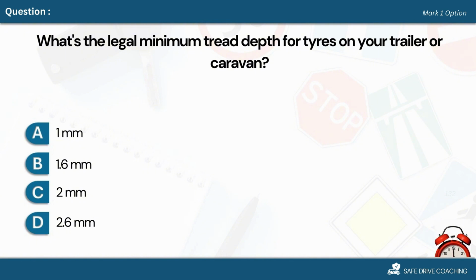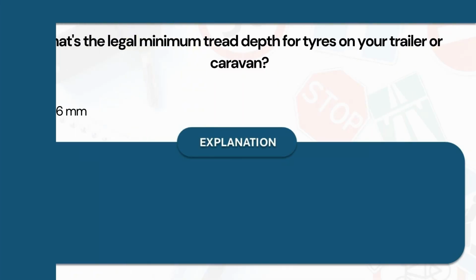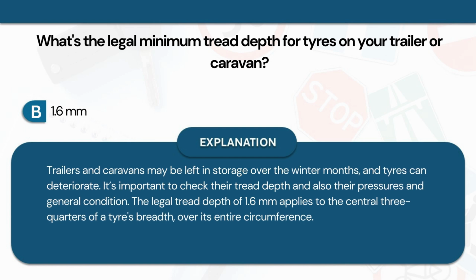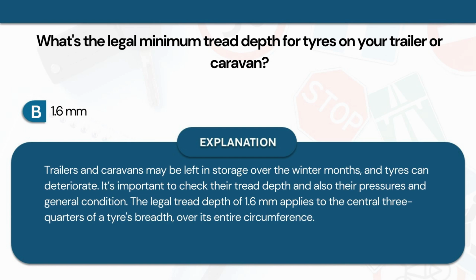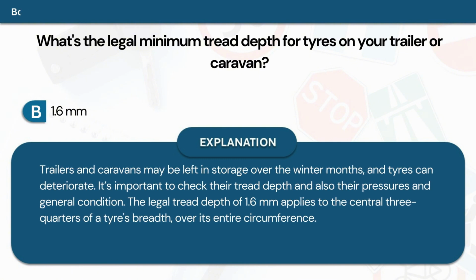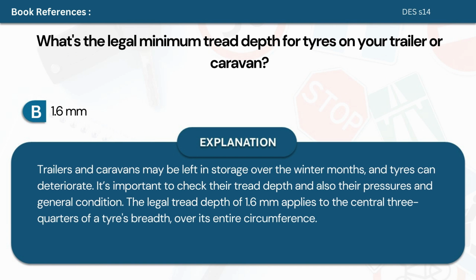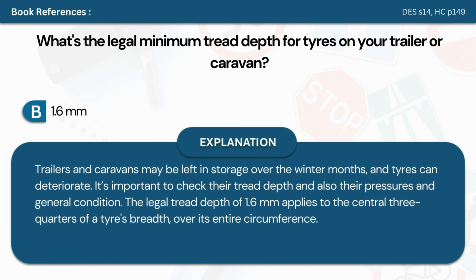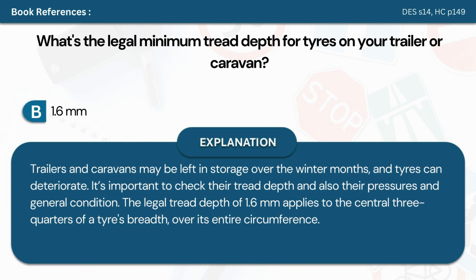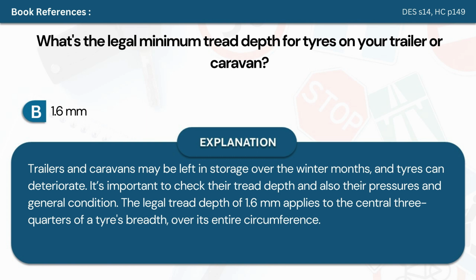The correct answer is B. 1.6 millimeters. Trailers and caravans may be left in storage over the winter months, and tires can deteriorate. It's important to check their tread depth and also their pressures and general condition. The legal tread depth of 1.6 millimeters applies to the central 3/4 of a tire's breadth over its entire circumference.